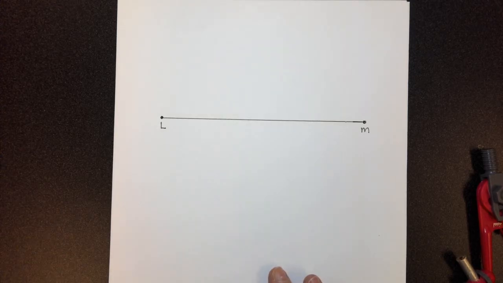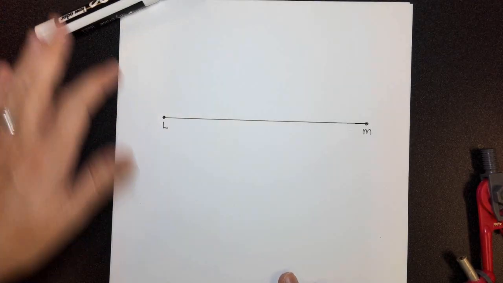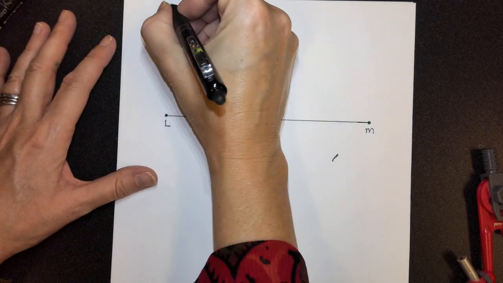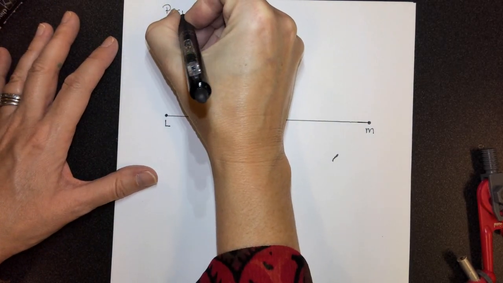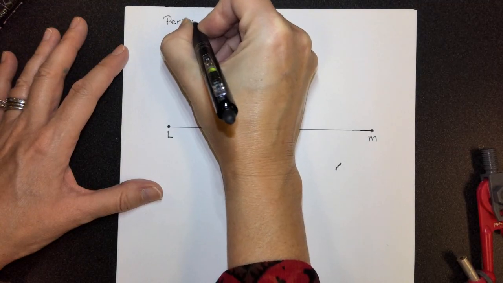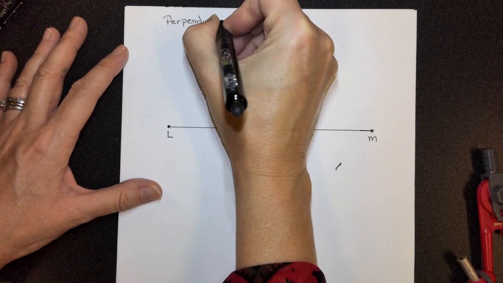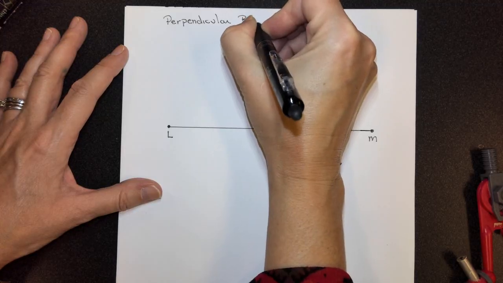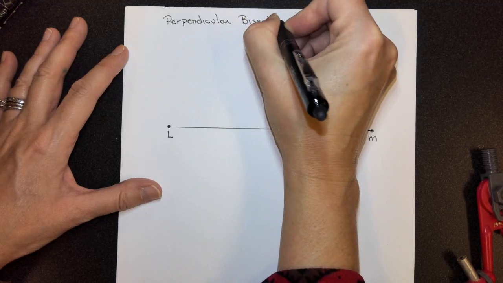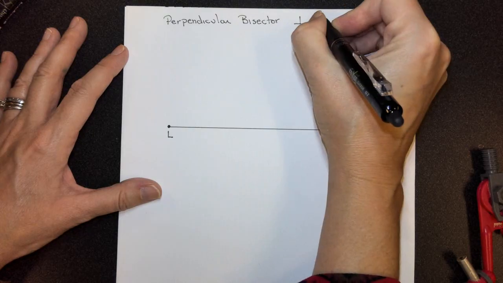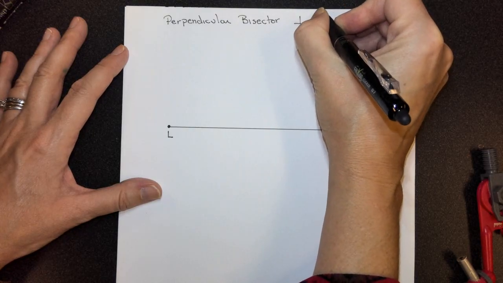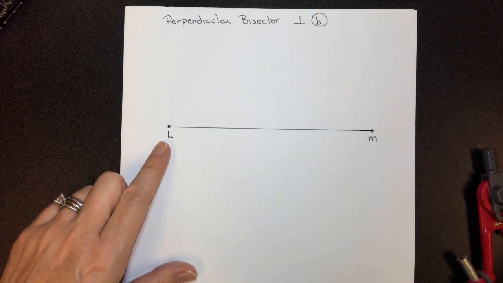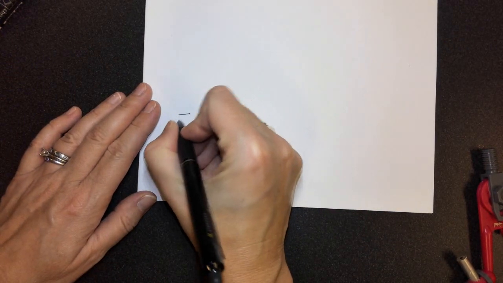Today we're going to do the perpendicular bisector of segment LM. So a couple ways I can write it. I will maybe write the phrase perpendicular bisector. Okay, so in words I have perpendicular bisector, but in shorthand I will write perpendicular bisector. So I have segment LM. All right, so down at the bottom, I'm just going to make a note, okay? I have segment LM.